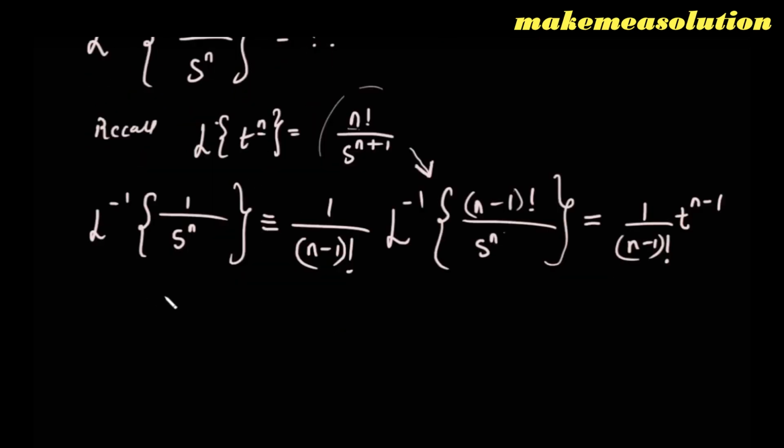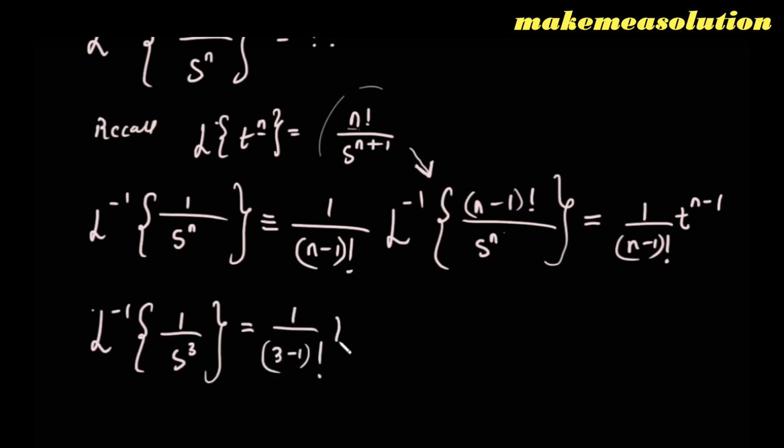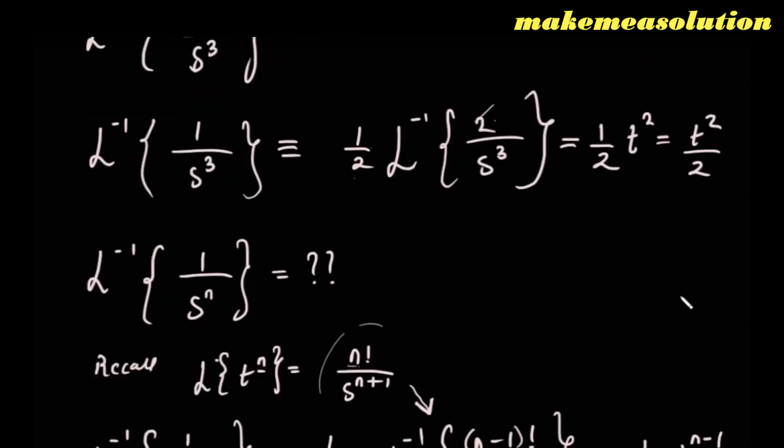You should memorize this, or you should learn how to derive it, whichever way. Please just make sure you have it at the tip of your fingers. Applying this formula to the Laplace inverse of 1 over s cubed, like we solved above, I have 1 over 3 minus 1 factorial, then t raised to the power of 3 minus 1, which is t raised to the power of 2 all over 2 factorial, which is t squared over 2. So back to where we were coming from, up here.